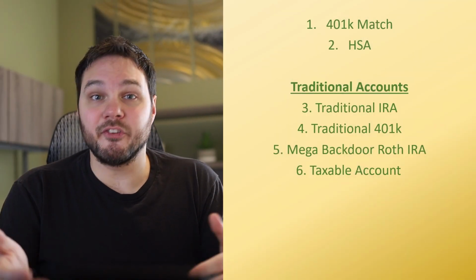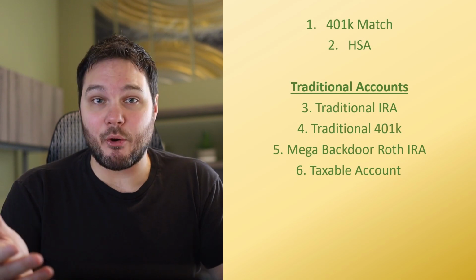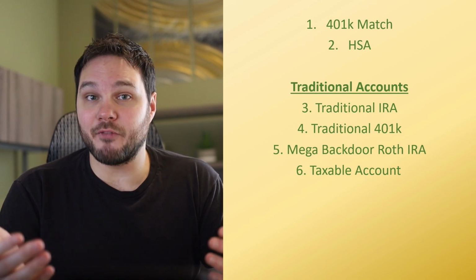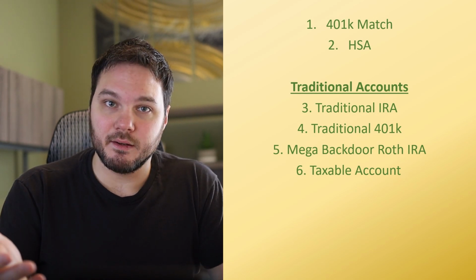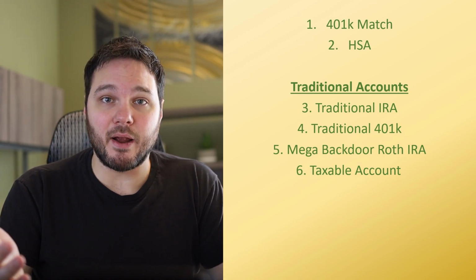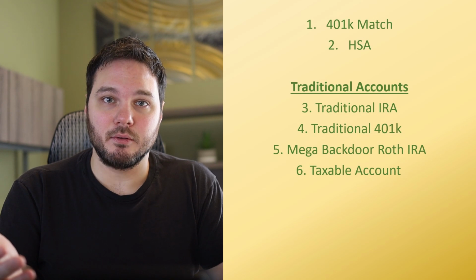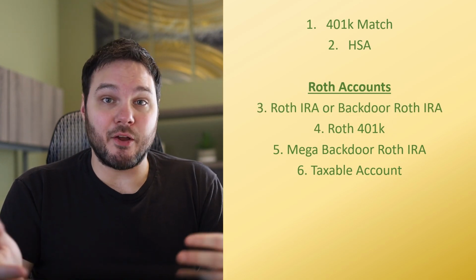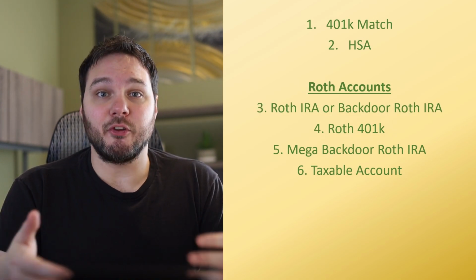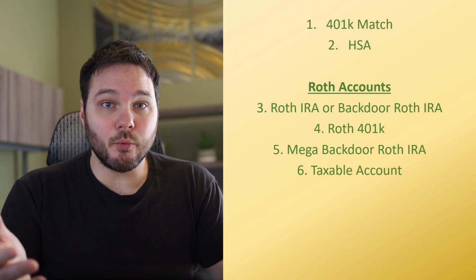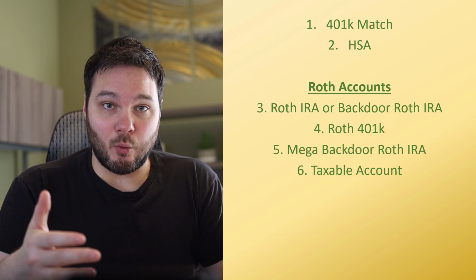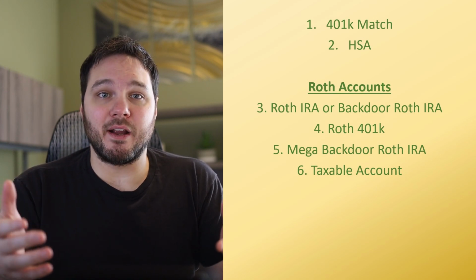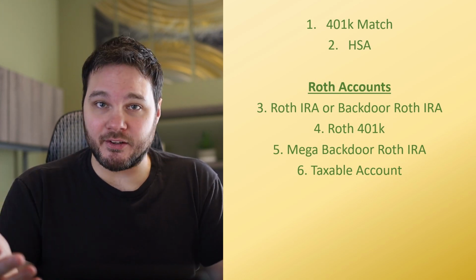For traditional accounts, next would be maxing out your traditional IRA because it usually has a better selection of funds to invest in than your 401k. Then your traditional 401k, then your mega backdoor Roth IRA, then your taxable account. For Roth accounts, it would be maxing out your Roth IRA, or for high income earners, your backdoor Roth IRA. Then your Roth 401k. Then your mega backdoor Roth IRA after your Roth 401k, just because of the small amount of earnings going into the non-basis bucket to be taxed later.